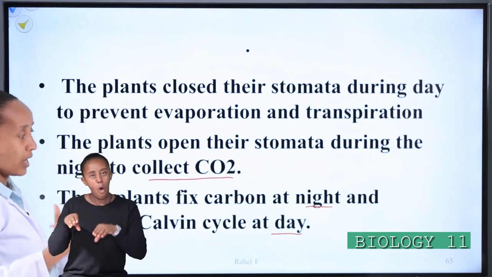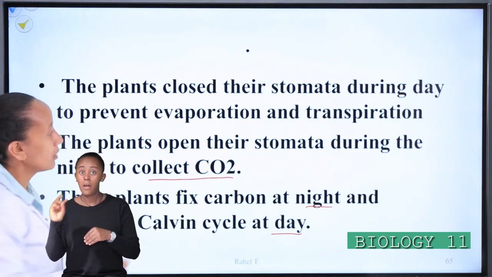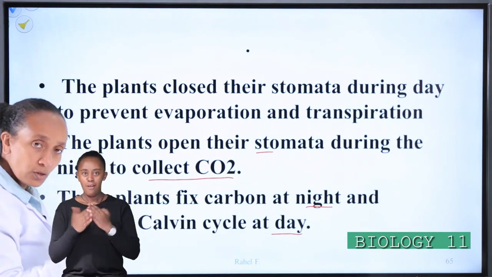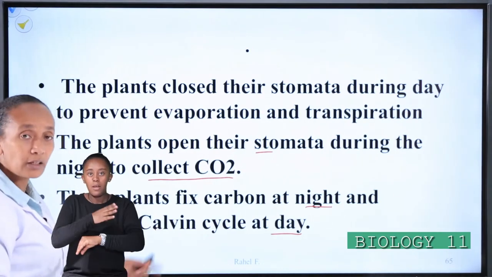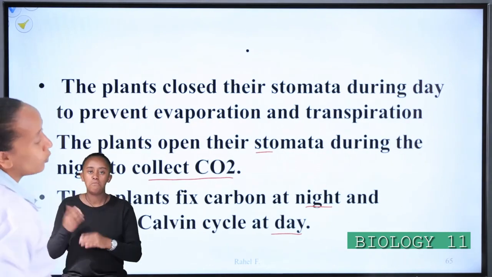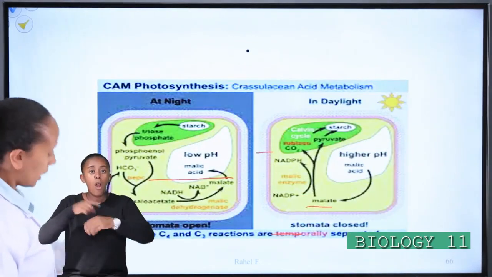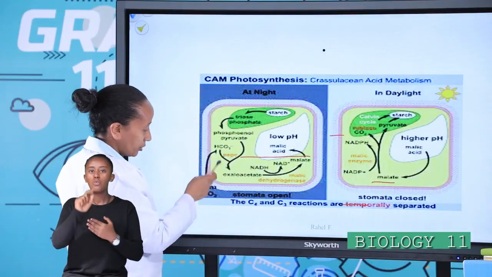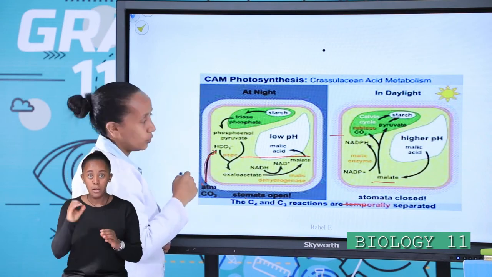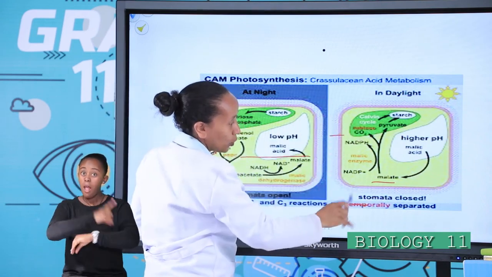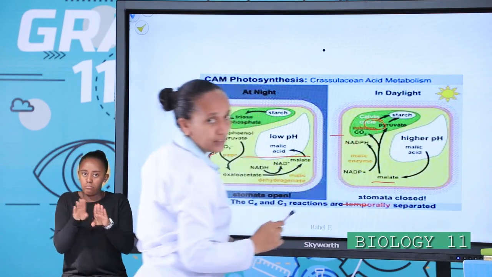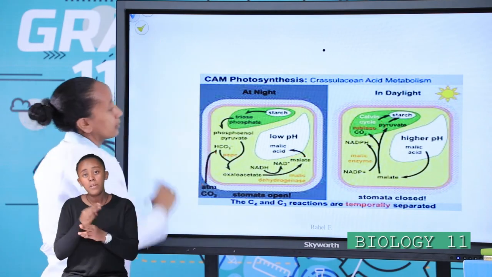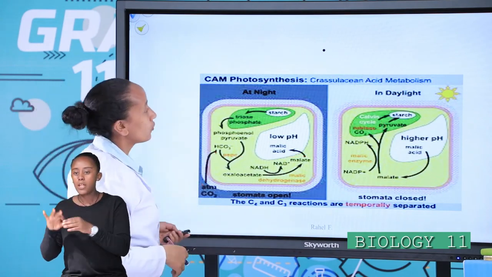They absorb or harvest carbon dioxide at night because stomata are open at night, and they close their stomata and undergo Calvin cycle during the daytime. That's what we call temporal separation. As you see here, at night stomata are already open so that carbon dioxide will enter the leaves. At day, stomata are closed so they can undergo Calvin cycle. This makes CAM plants different from C4 plants.